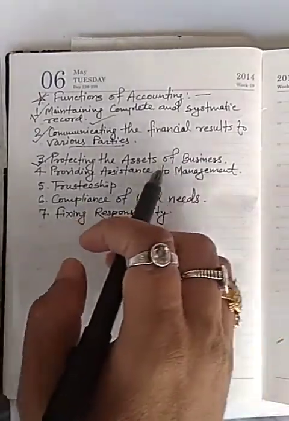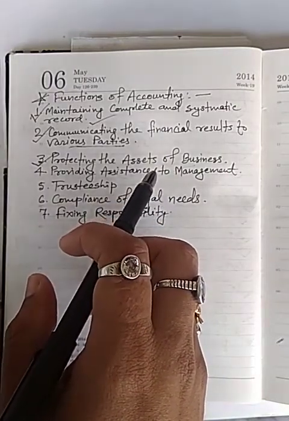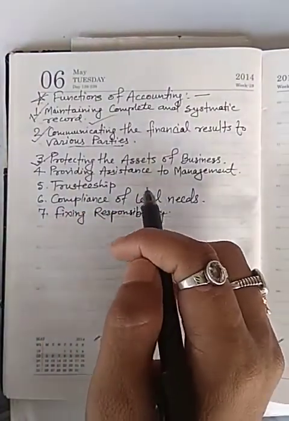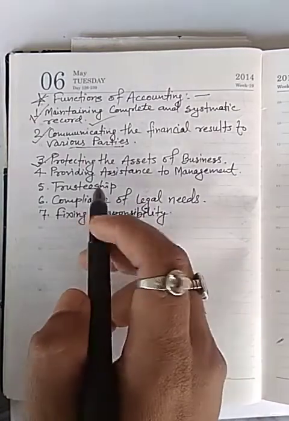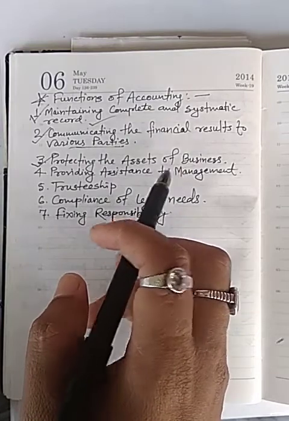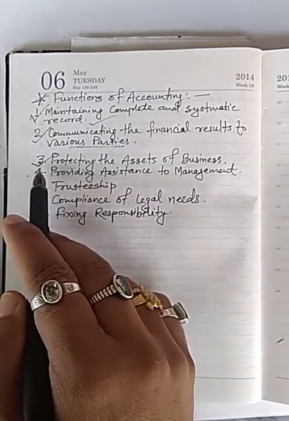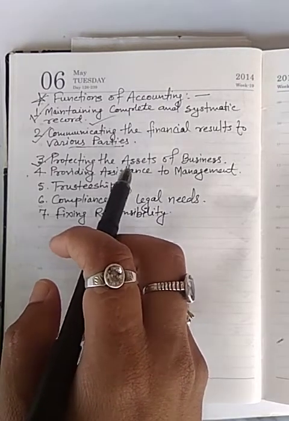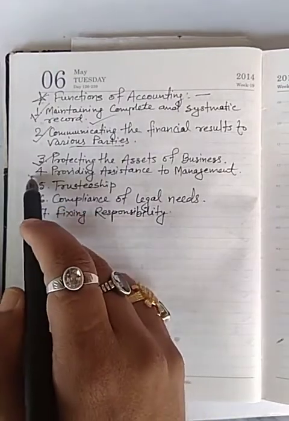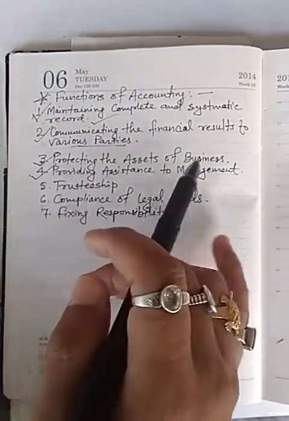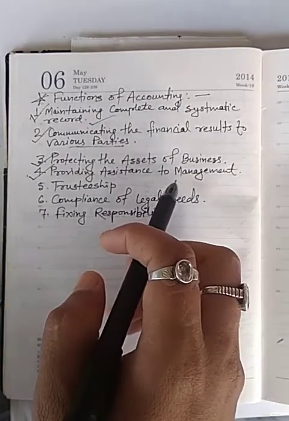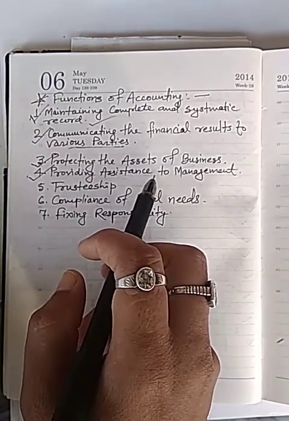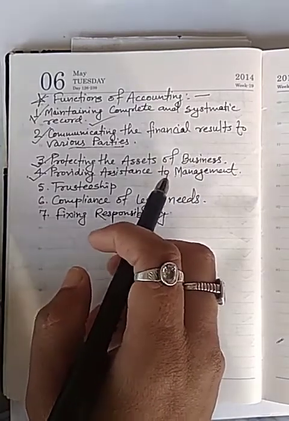The third point is protecting the assets of the business. Another function of accounting is to maintain proper records of various assets such as cash in hand, bank balance, inventory, stock, debtors, etc. It enables the management to keep proper control over them. And the fourth point is providing assistance to management by providing timely information. Accounting assists the management in the task of planning, controlling, and decision making.